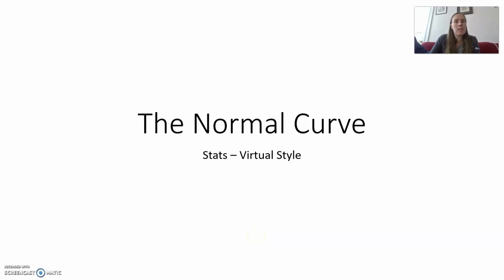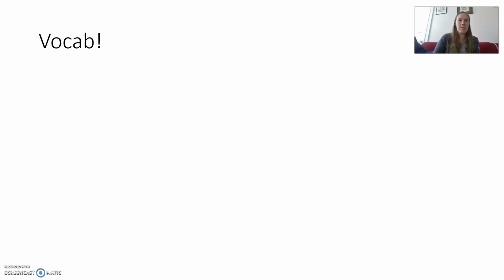Y'all, what we're going to be talking about this week is the normal curve. This is the last part of our stats unit. We're going to start with some vocab. The first vocab we need to think about is the mean. And remember, the mean is the average of a set of data.